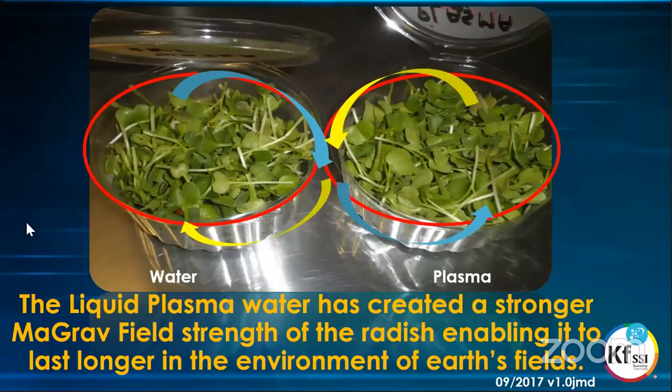So there it was, creating a different environment around the radish. And this environment interacting with Earth's environments, because it was so much stronger, was able to last up to 180 days.